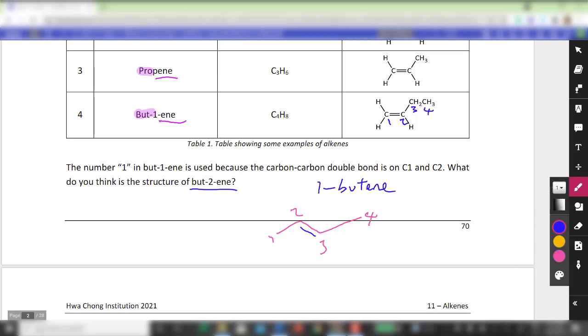And you realize from your earlier chapter on isomerism that for but-2-ene, it is possible for it to exhibit cis-trans isomerism. The one I'm drawing actually takes on a trans configuration, because the H atoms are opposite each other. So for but-2-ene, you can have trans-but-2-ene or you can have cis-but-2-ene, where the H atoms are on the same side.